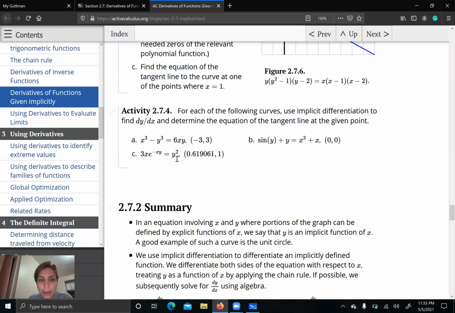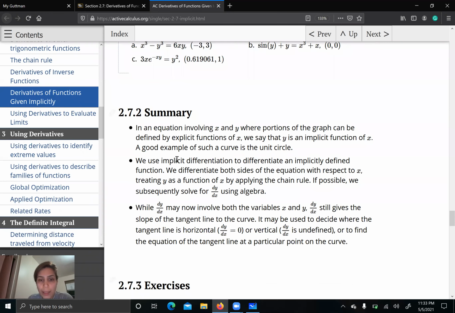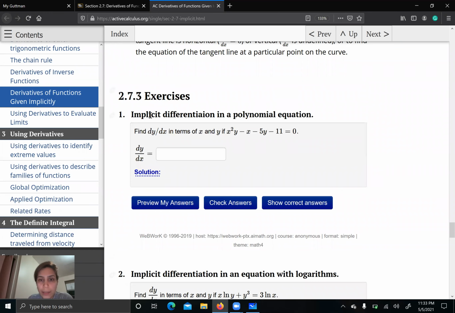Okay, I think the rest are similar. So I recommend you do the exercises. Let me show you this one, for example.